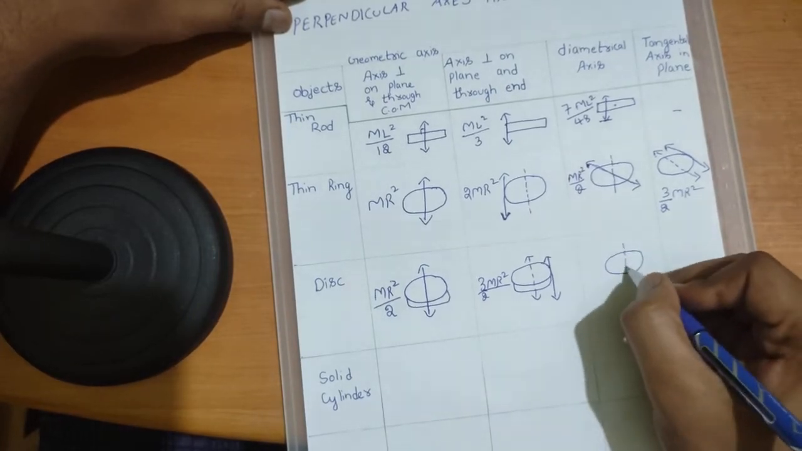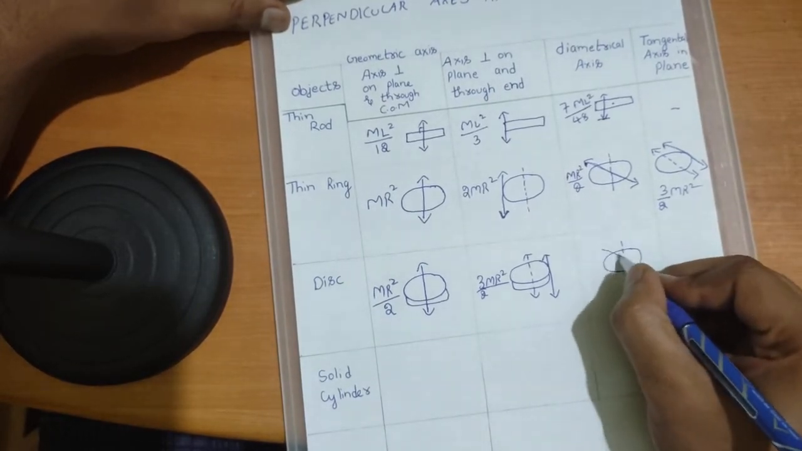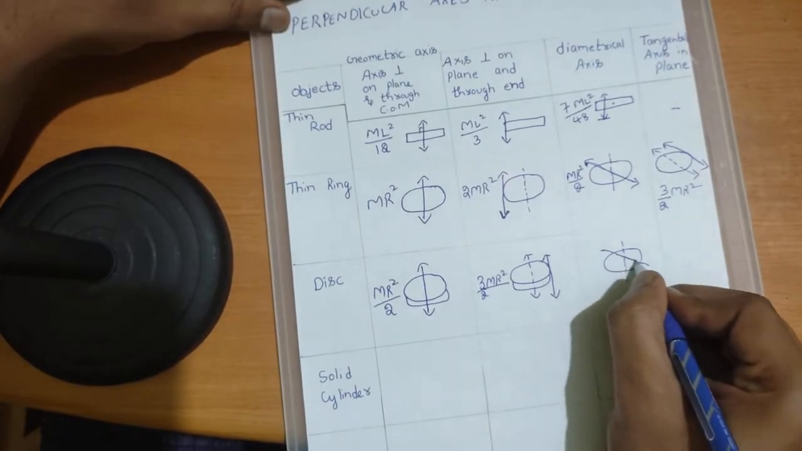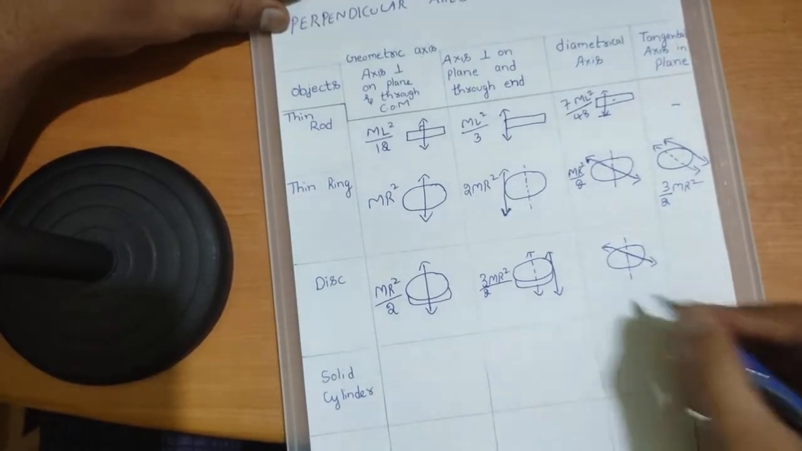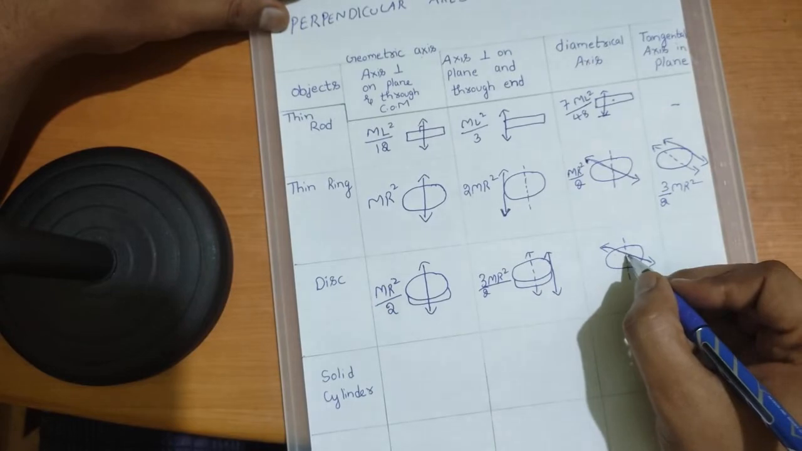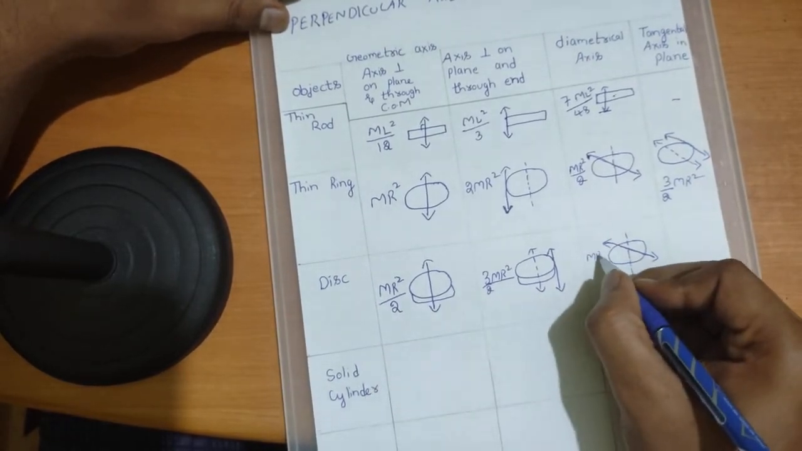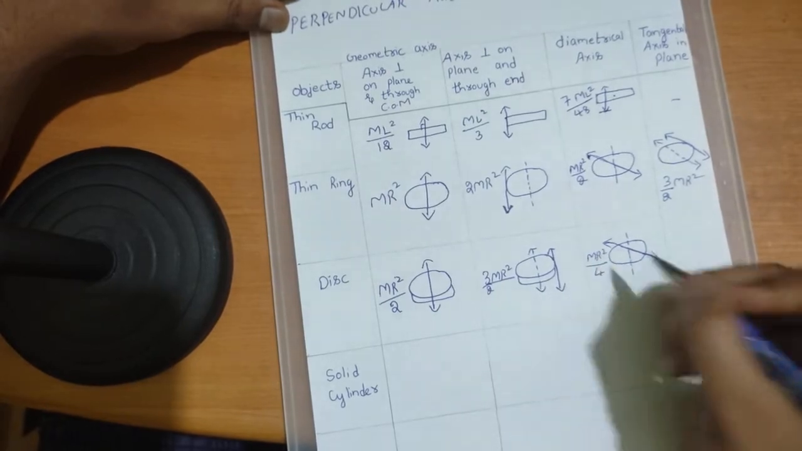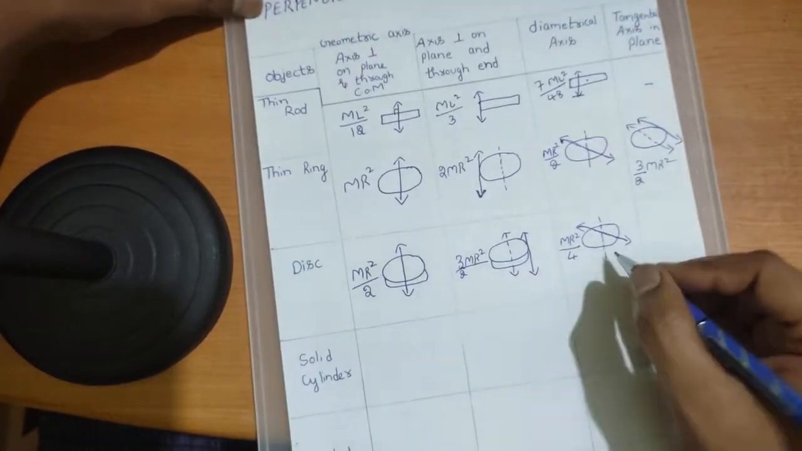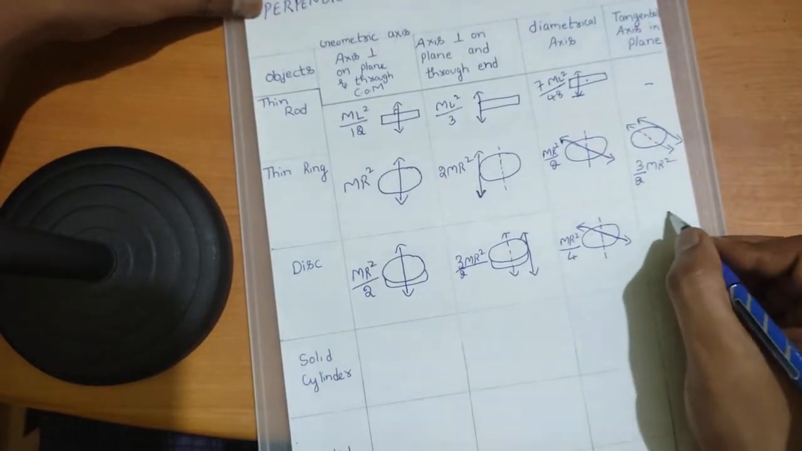moment of inertia from one of its diametrical axes. Now these two axes are perpendicular to each other, so we have to divide this by 2. The final expression will be mr square by 4. In a simple way, you can understand. Okay, just don't stress much.